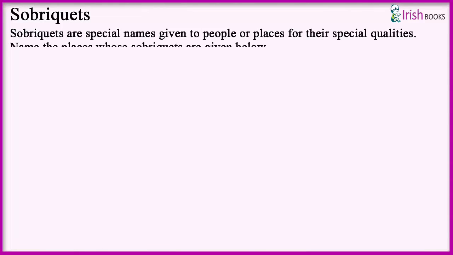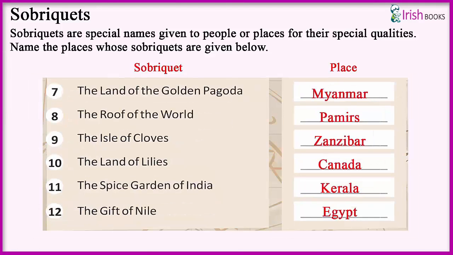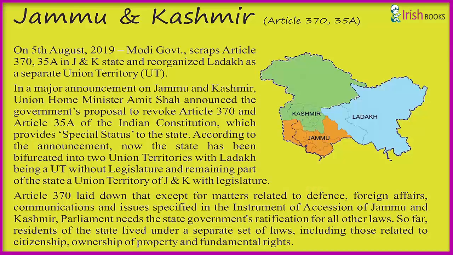Sobriquets. Sobriquets are special names given to people or places for their special qualities. Name the places whose sobriquets are given below. Sobriquet, place. Jammu and Kashmir, Article 370, 35A.